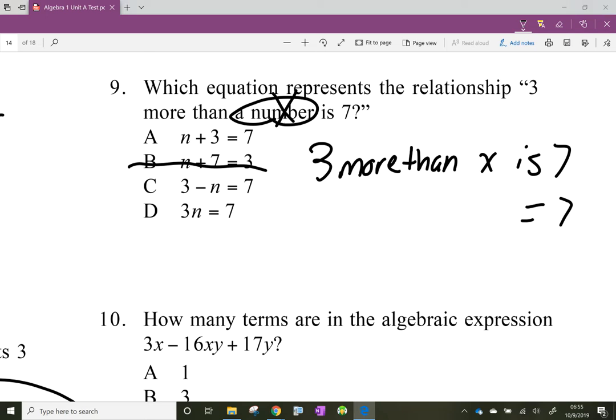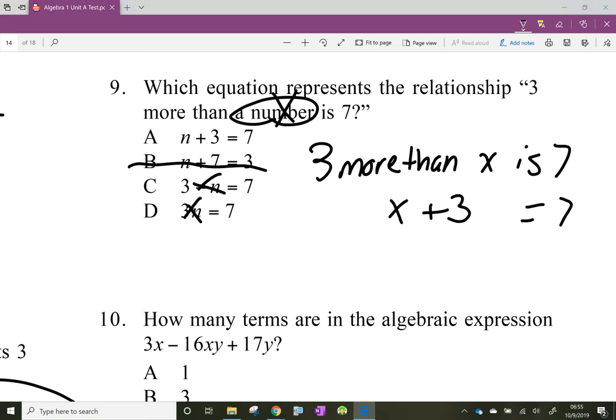Now, 3 more than x is kind of just like the last problem. How we had 3 less than, I would subtract 3 from the 10x, right? Well, this is 3 more than x. So what this means is we're going to be adding 3 to the x. Okay? So we're actually adding the 3 to the x. We're not subtracting. We're not multiplying. We're adding the 3. 3 more than x is 7.